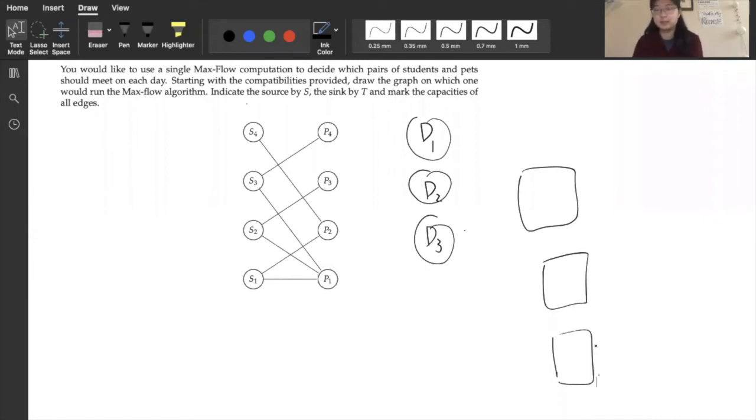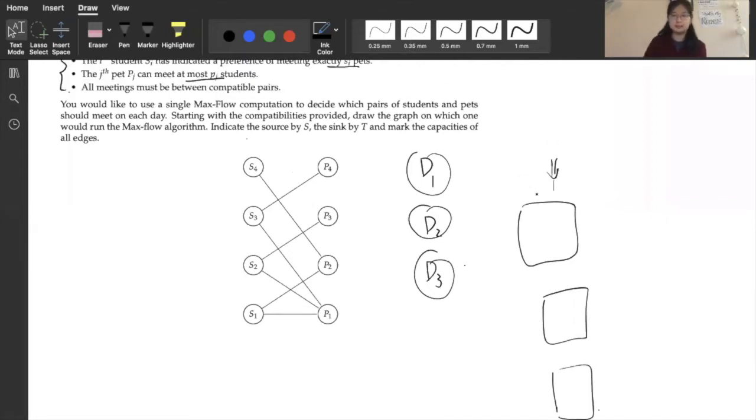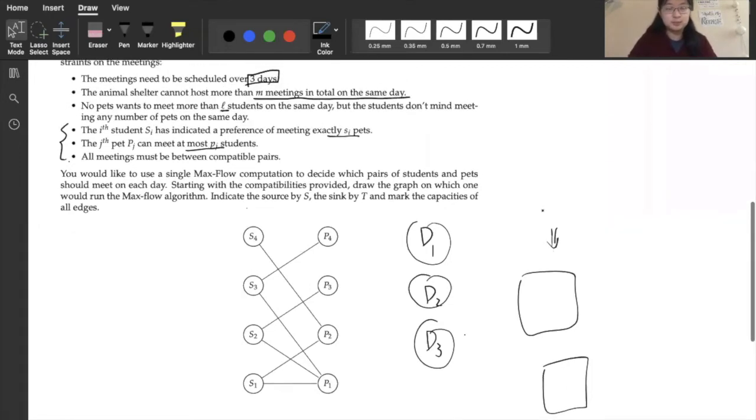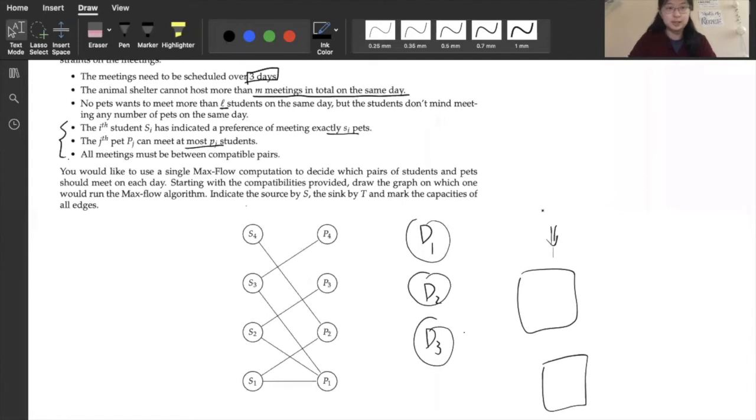The second step is to look at how these implementations work with these requirements, and see how compatible they are with the newly added requirements. So let's start with the 3 copies one, because this is the approach that I actually tried to take when I was taking this exam, when I was taking the class. So suppose I had these three copies, and I say meetings need to be scheduled over 3 days. That's satisfied. The animal shelter can't hold more than n meetings in the same day.